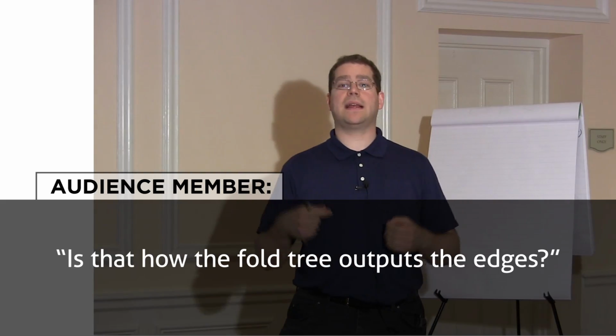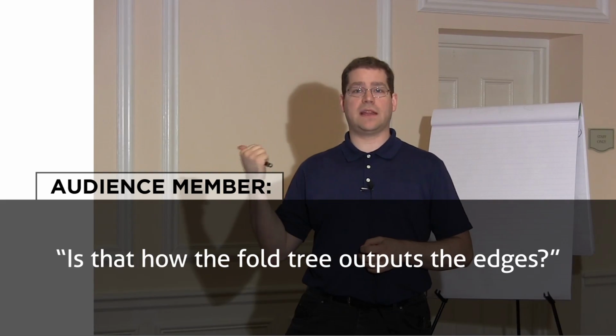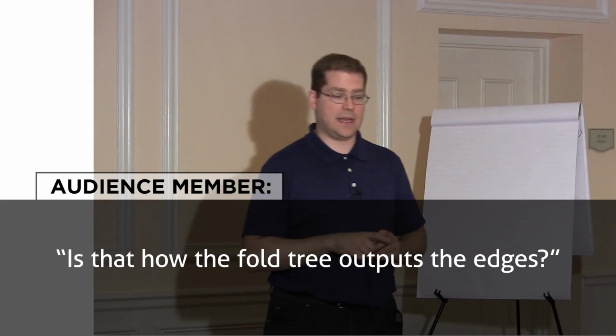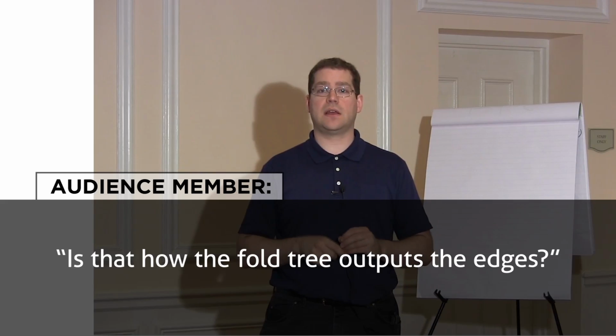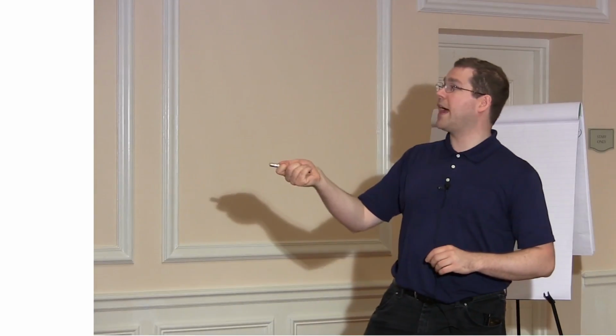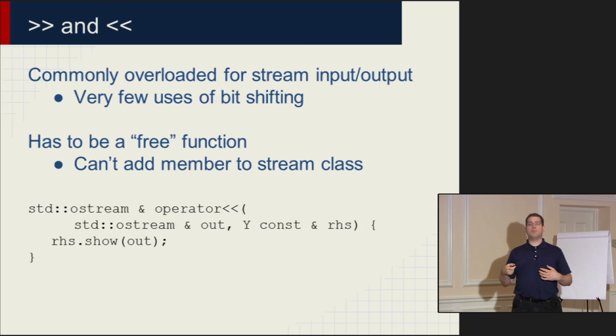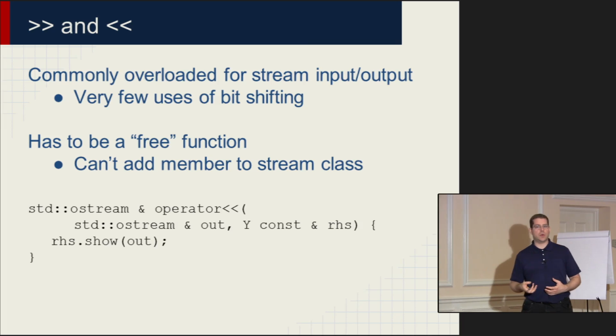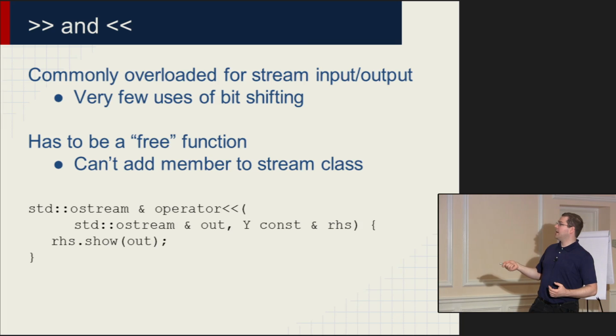Oh, so is overloading that shift operator how the fold tree outputs the edges? Yes, so if you're using it in a stream context, like cout, arrow, arrow, fold tree, this would be the way it would do it. So in Rosetta, we do mostly use the shift operators, these two operators for input and output, because bit shifting isn't really something that we need to do in Rosetta.